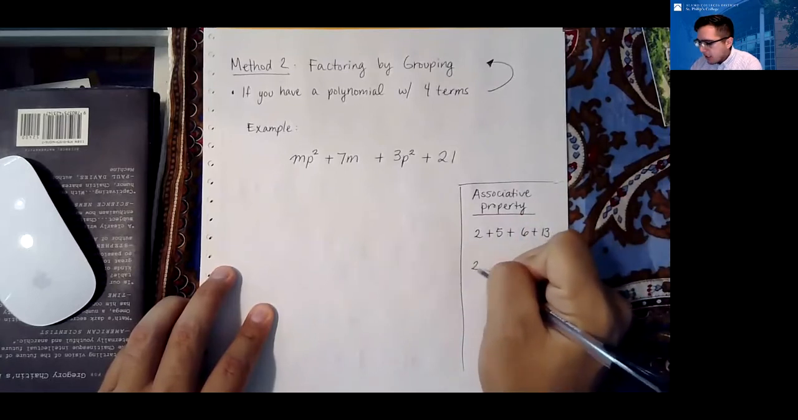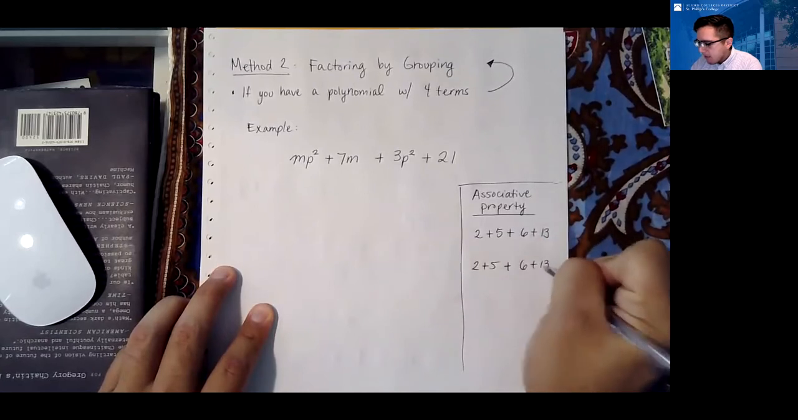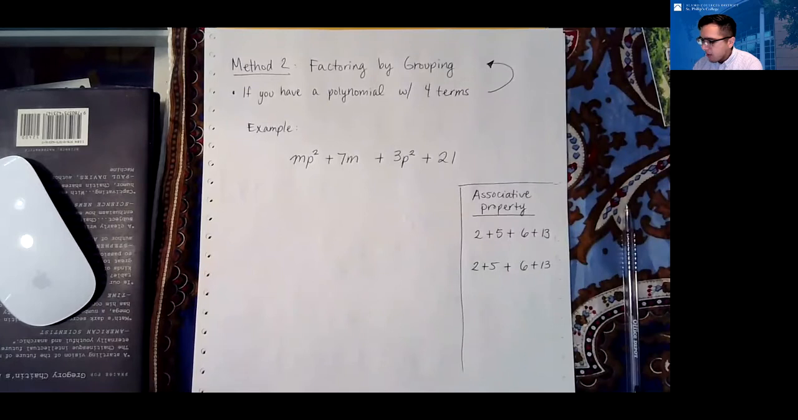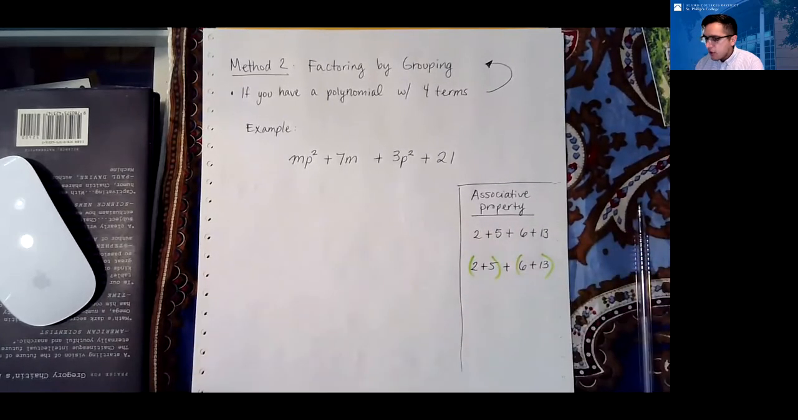But if I go ahead and say, what if I group these and throw some parentheses around the 2 and the 5 and the 6 and the 13? Do I still get 26?